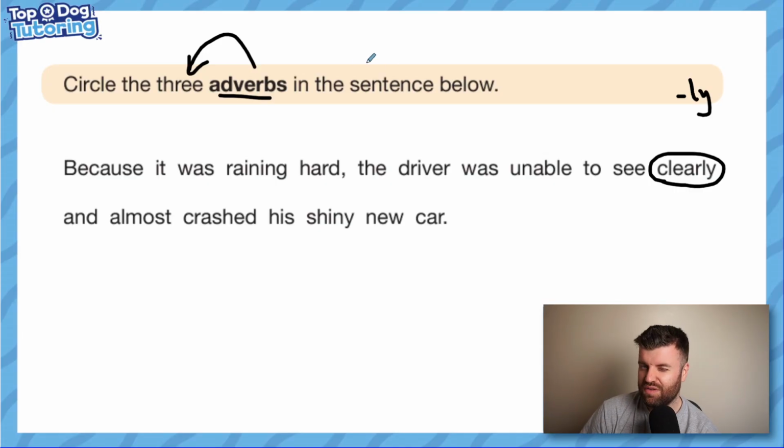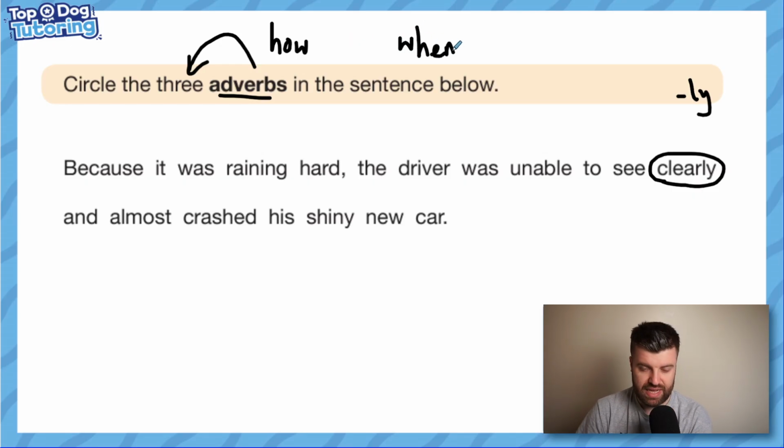Anyway, the thing to remember for adverbs is to think how or when. They are usually good ways to describe what an adverb does. It tells us how something happened or when something happened. So let's take another look through this sentence, see if we can spot them. You might be able to see them. There are 2 more. Because that's a conjunction, we'll come on to those. It was raining hard. Well, here's the key.